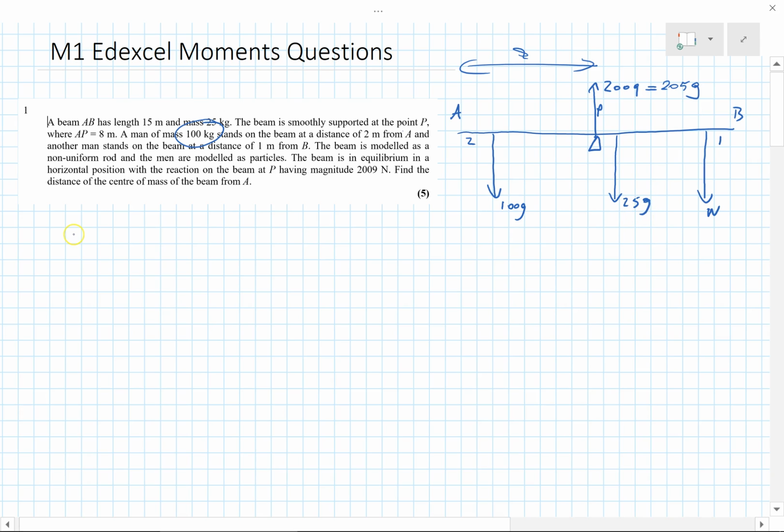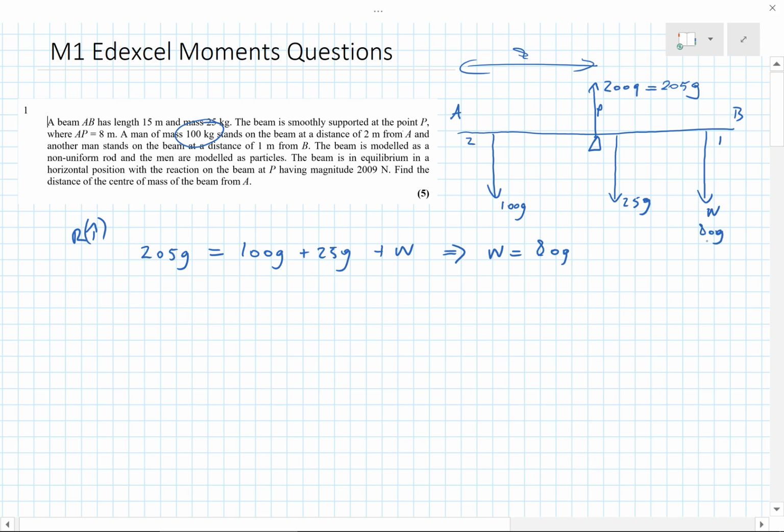Now, often in moments questions, resolving vertically is a good idea because we've got forces up equals forces down, which is normally easier than taking moments. The only force up is 205 g, the reaction force, and the forces down are 100 g plus 25 g plus W. So that gives me W equals 80 g.